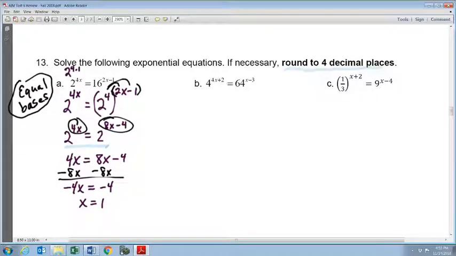If you plug in a 1 here, you have 2 to the 4 times 1 power equals 16 to the 2 times 1 minus 1 power. Well, on the left, 4 times 1 is 4, so that's 2 to the 4th. On the right, your exponent is 2 times 1, which is 2, minus 1. That's going to be 16 to the 1st. And 2 to the 4th power does equal 16. And so that's our answer. It does work.